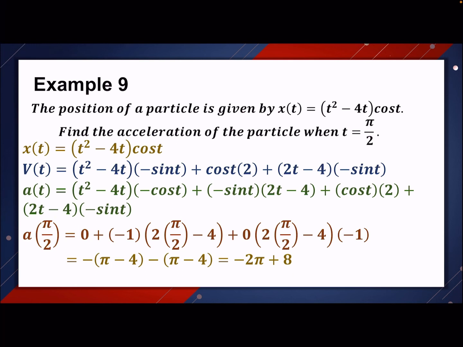And when t is equal to pi over 2, then the acceleration is equal to 0 plus negative 1 times 2 times pi over 2 minus 4, plus 0 times 2 times pi over 2 minus 4 times negative 1, and it's equal to negative 2 pi plus 8. So the answer is negative 2 pi plus 8.